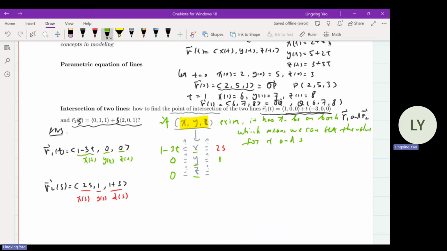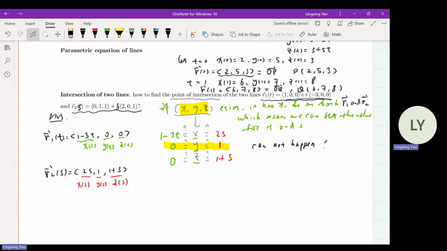So for the third component z, if those two lines are intersecting, we will have a z coordinate from the R1 and R2 that match each other. This is the 1 plus s. Okay, so the big problem is this one. It cannot happen. So this cannot happen. So how do we answer this question?